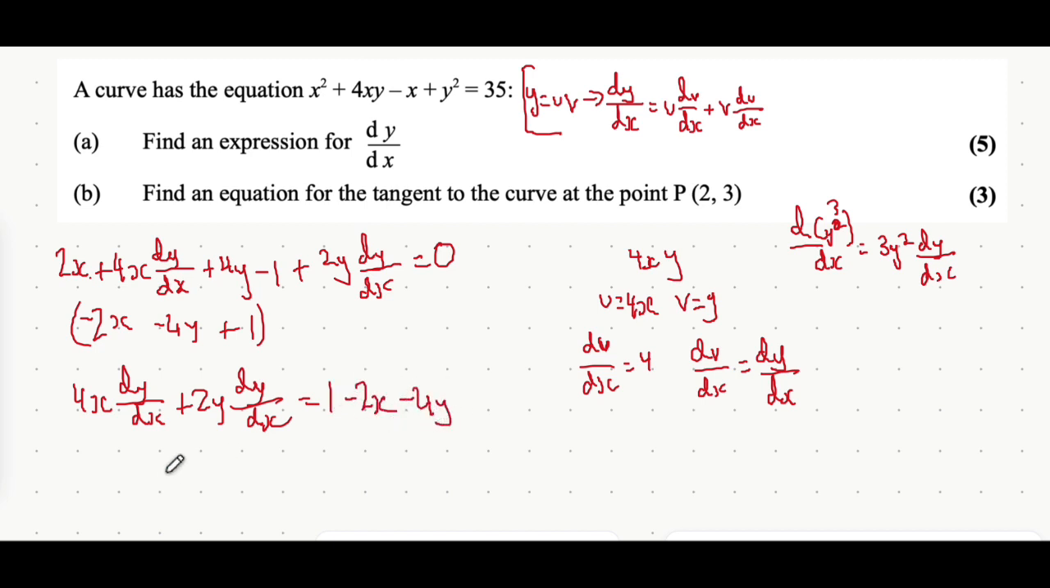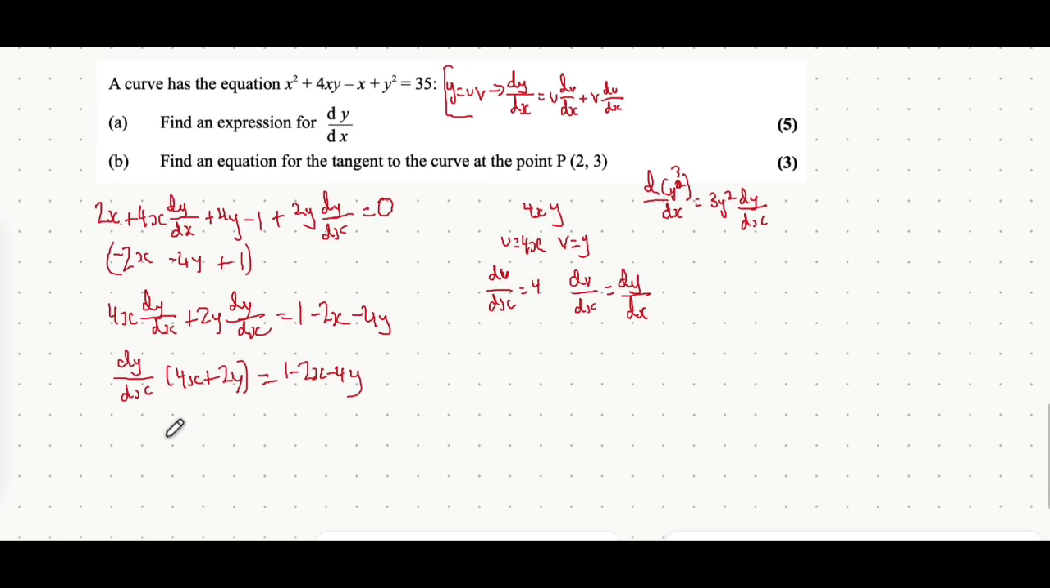Step number three is we're going to factor out dy/dx from every term on the left-hand side. When you do that, the inside of the bracket will become 4x plus 2y. All equals everything that was already on the right-hand side, 1 minus 2x minus 4y. Last step is you take dy/dx. I'm just going to zoom out quickly. You make dy/dx the subject of the formula.